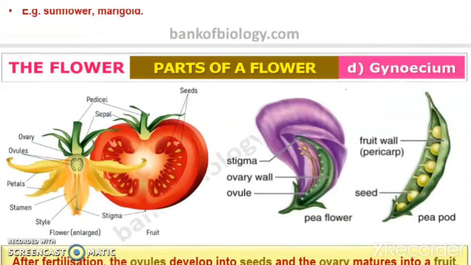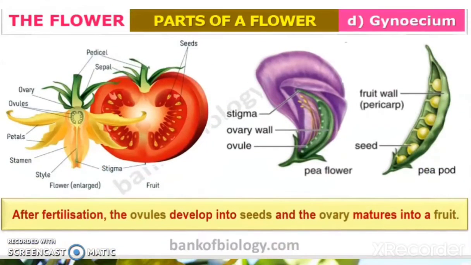Okay, now I hope you understood about the different types of placentation in the flower, right? So let us move on to the next part. So after fertilization, what will happen? The ovule will develop into seed and the ovary will mature into fruit. So once the sperm and the ovum fuse together, they will form the next part of sexual reproduction, which is the formation of the seed and the fruit. Okay, so after fertilization, ovules will develop into seed and ovaries will mature into a fruit.